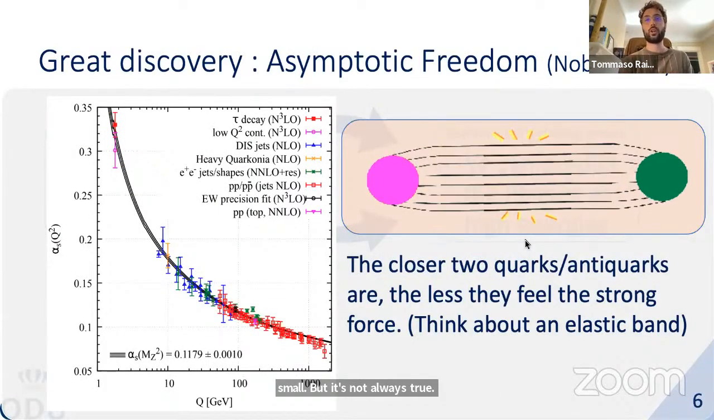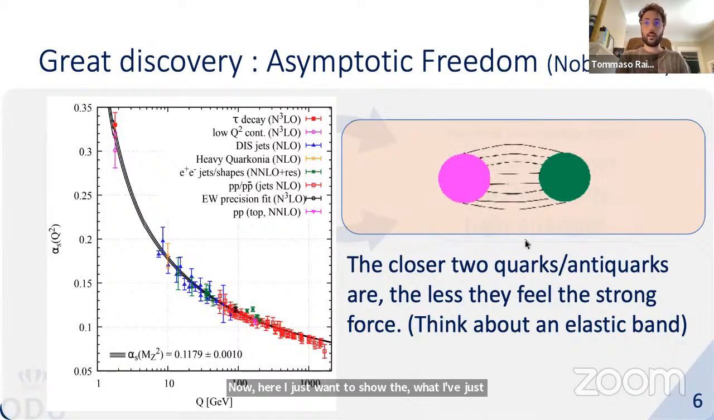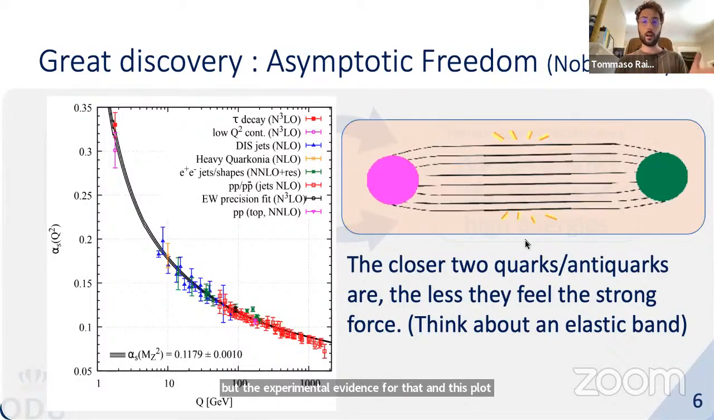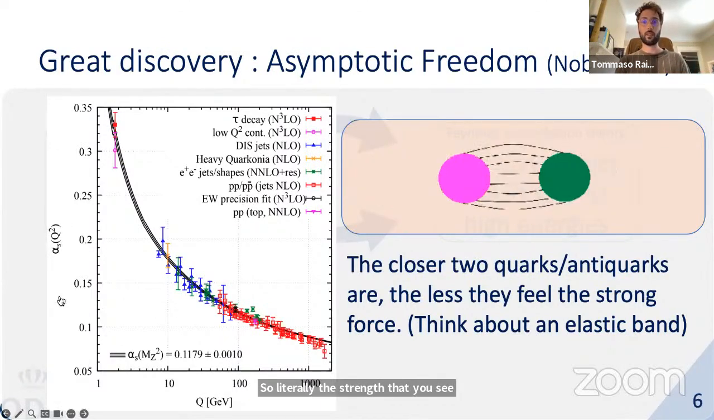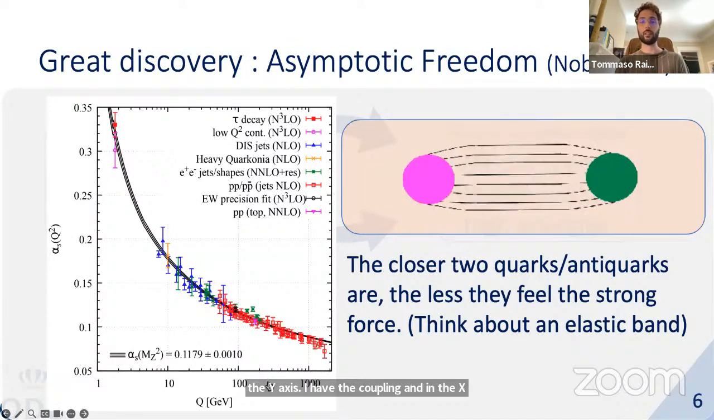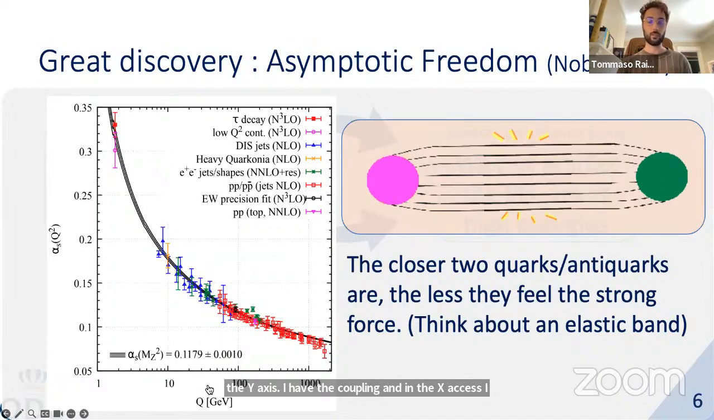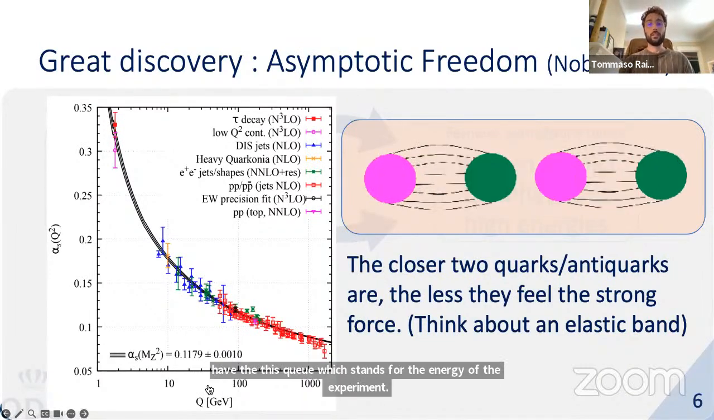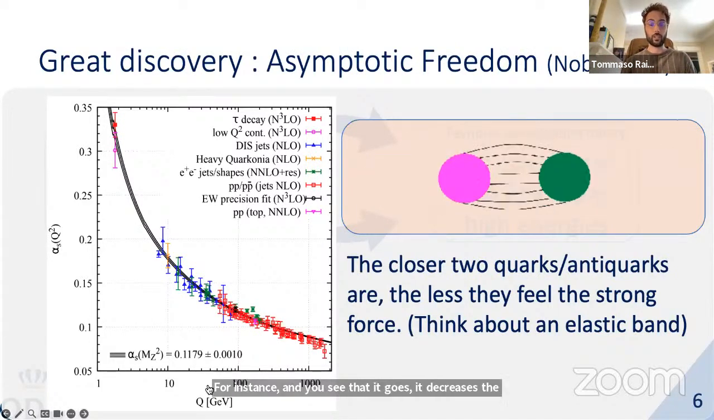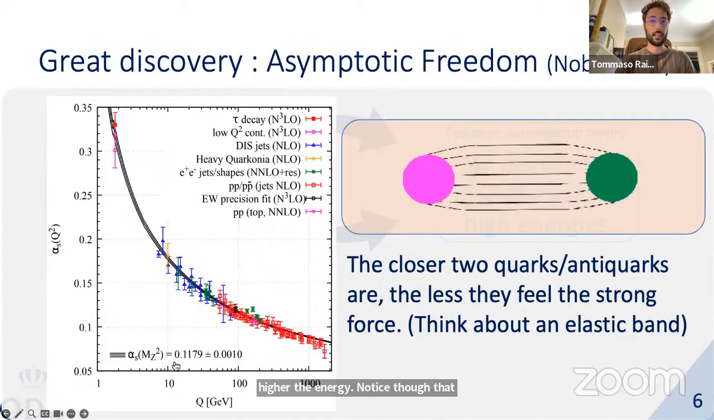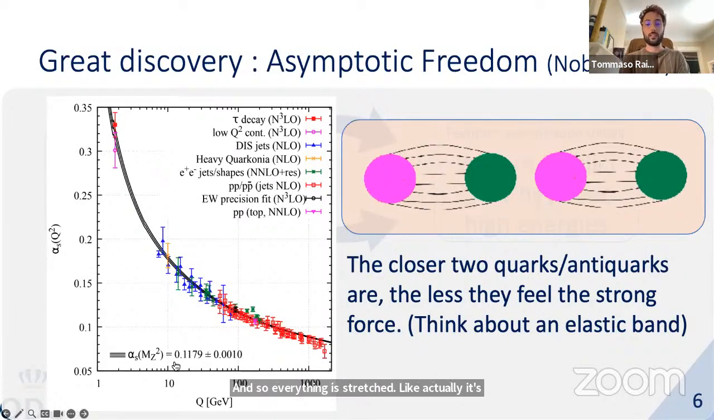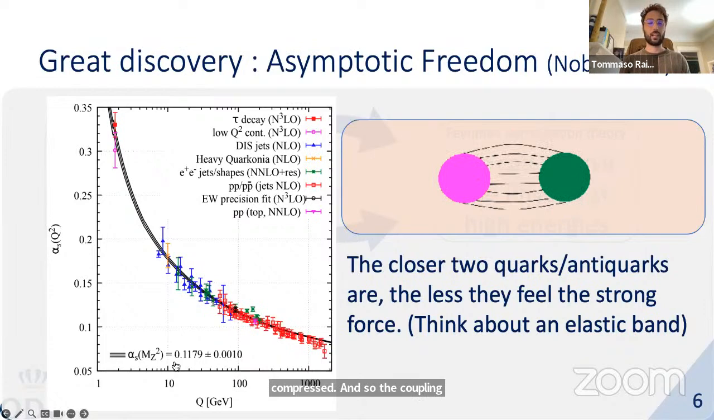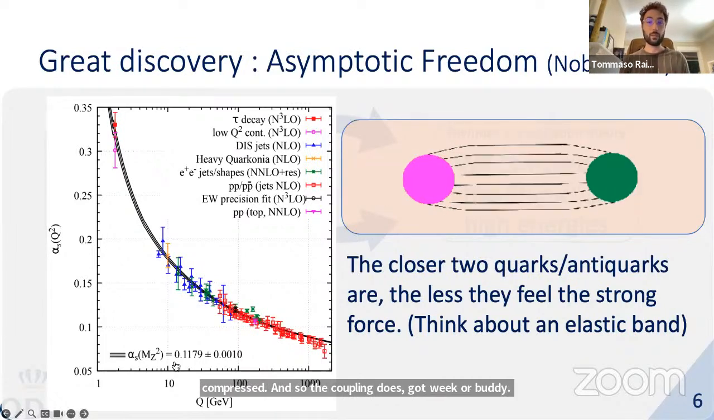Now, here I just want to show the experimental evidence for what I've just said. This plot shows what we call the running coupling constant of QCD. Literally the strength that you see depends on the energy. On the y-axis I have the coupling, and on the x-axis I have this Q, which stands for the energy of the experiment, for instance. And you see that it decreases the higher the energy. Notice though that this is a log scale, so everything is compressed. And so the coupling does get weaker, but not very rapidly, really. It's pretty slowly.